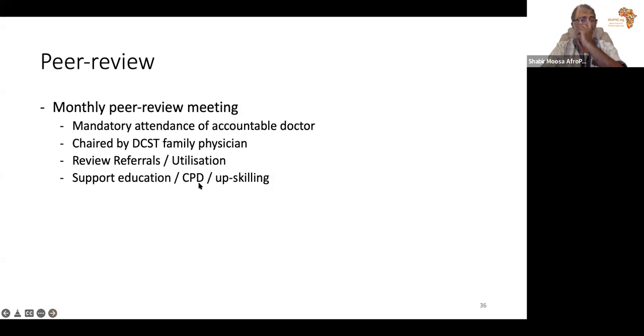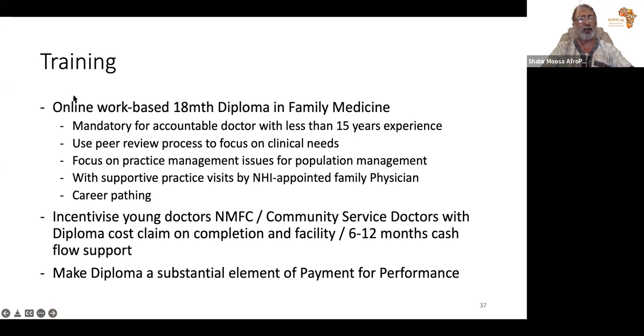Peer review was an important issue. It needed that any referrals be reviewed and that there is a way in which it happens. And that is not a punishing or punitive approach, but that it's supportive. And it's strongly linked to upskilling the doctor. And in fact, the key is to add to training that any doctor who's in the system, especially if he has less than 15 years of experience, needs to get the 18-month diploma in family medicine, which is very much online work-based and can be done at scale across South Africa. Already the universities have that in place. And this could be really a very important career development process for doctors, family doctors in Africa.